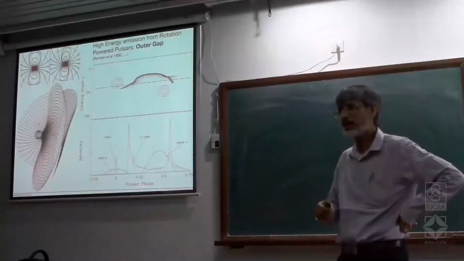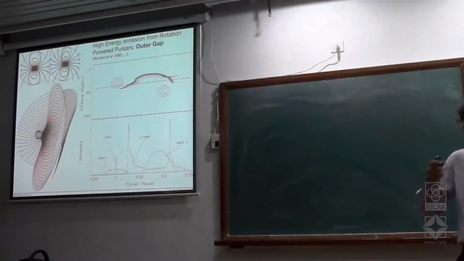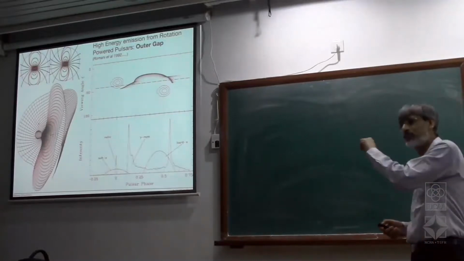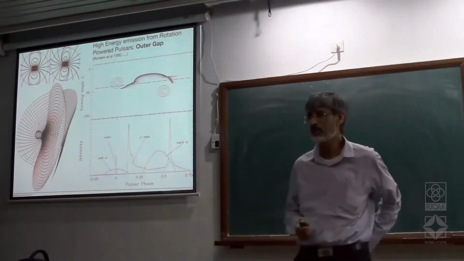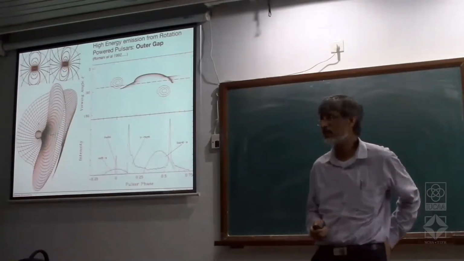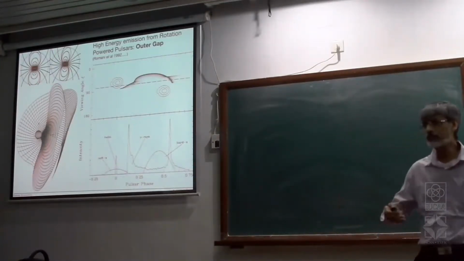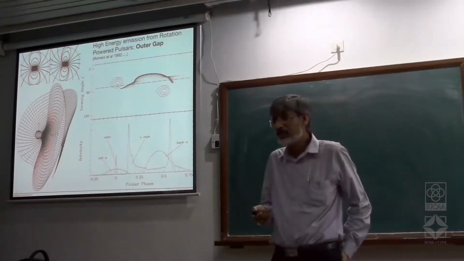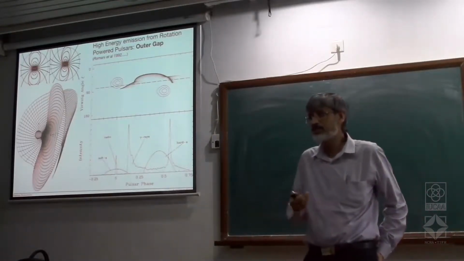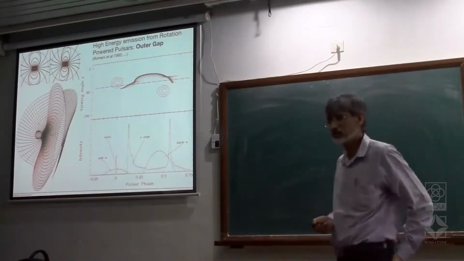Right? So if you have a global magnetospheric solution, now you can start from there and do the detailed work that has been done for the outer gap model or any other model. So that is a step that is not yet there, but I guess it is not far away that such solutions will now begin to emerge.